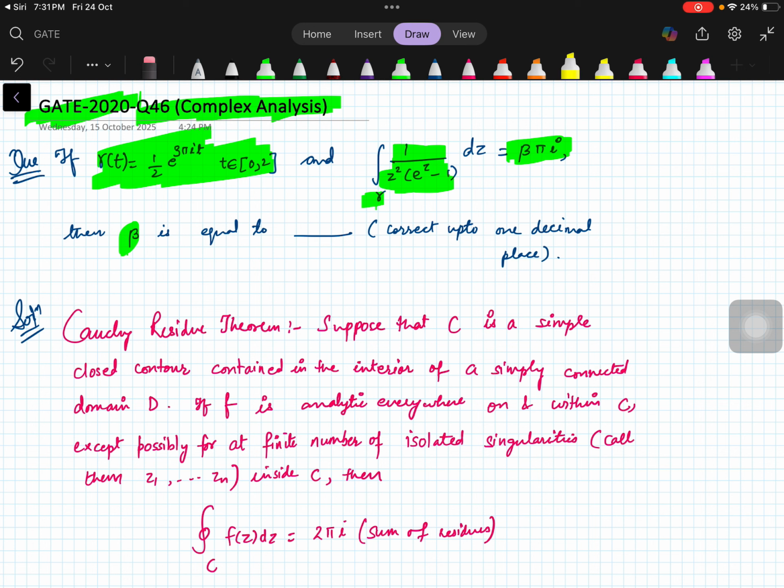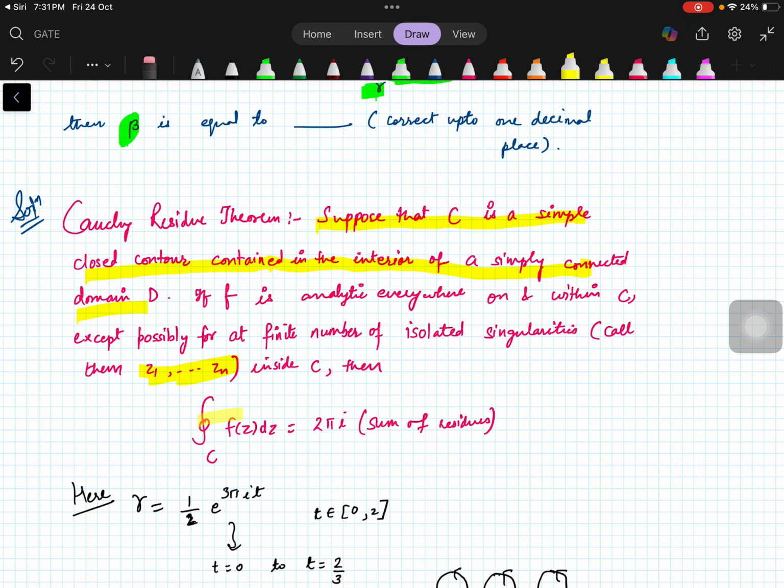What is the Cauchy residue theorem? It says that suppose C is a simple closed contour contained in the interior of a simply connected domain D. If f is analytic everywhere on and inside C except possibly at a finite number of isolated singularities, let us call them z1, z2, ..., zn, inside C, then the integral of f(z) along C is equal to 2 pi iota times the sum of residues.